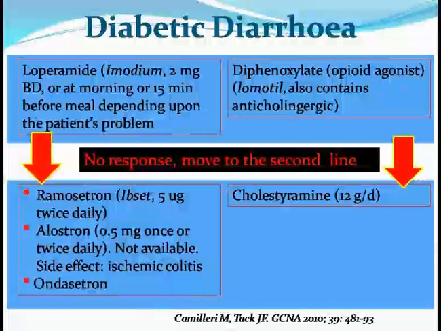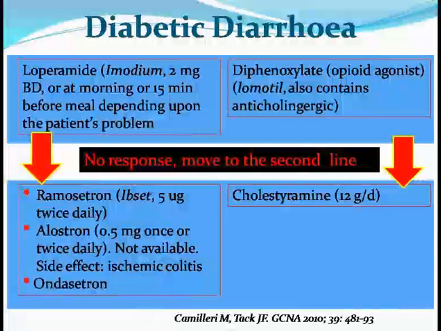And if the patient is not responding, then move to second line treatment. The drugs to be used there are ramosetron, which comes by the name of IV-Set, 5 microgram once or twice a day, alosetron, which is not fully available at the moment, and ondansetron. Now, ondansetron is not only an anti-emetic drug, it also reduces the bowel motility and therefore helps diarrhea as well. Therefore, one can try ondansetron, and if a patient has got diarrhea and vomiting, then it is a very useful drug, because it will not only contain the vomiting but also help the diarrhea.